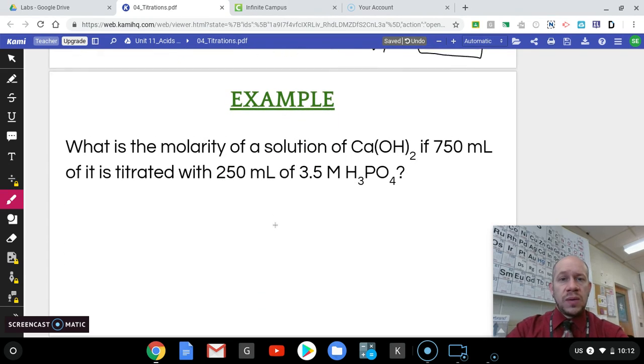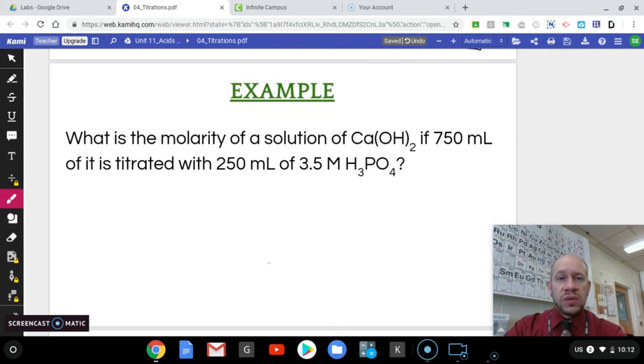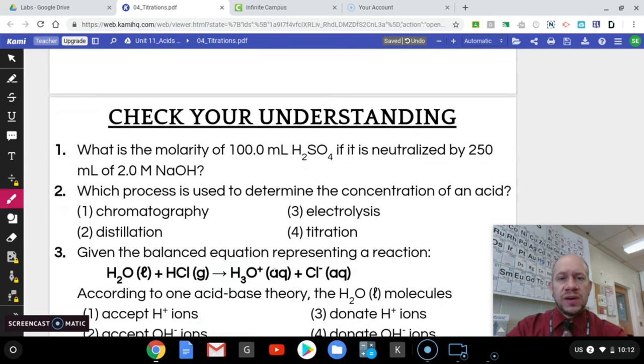All right, so you try this example on your own, and I will go over it in class. And now check your understanding.